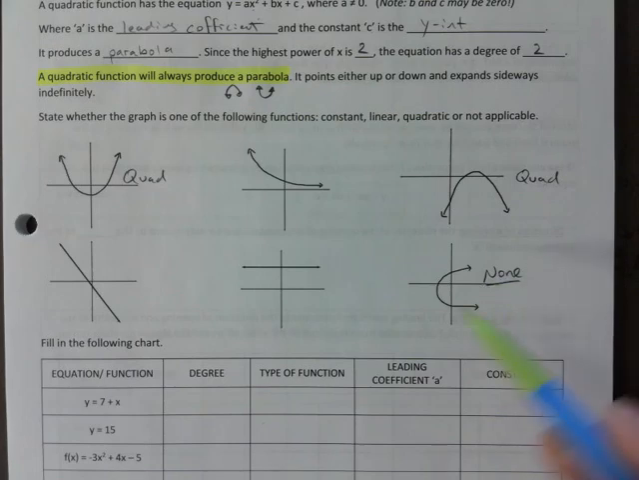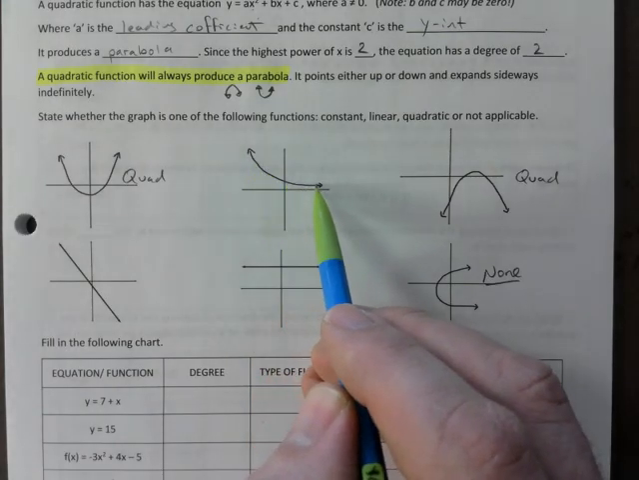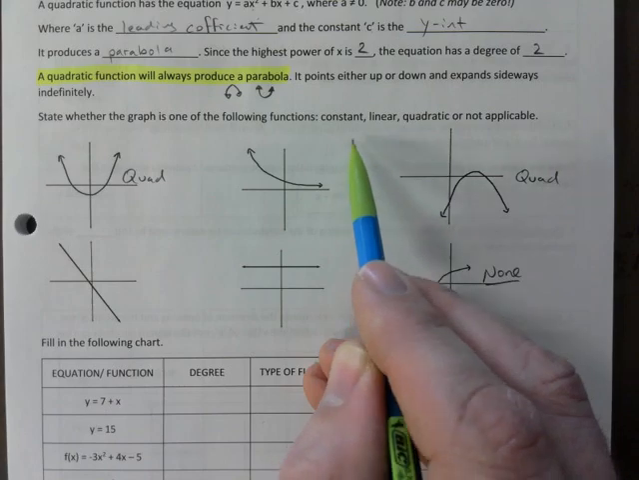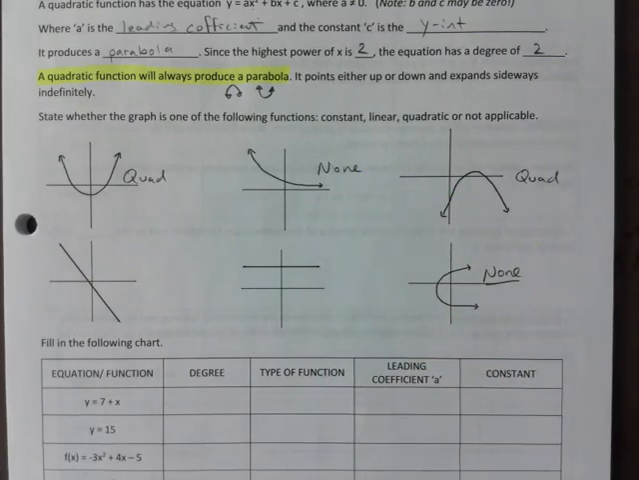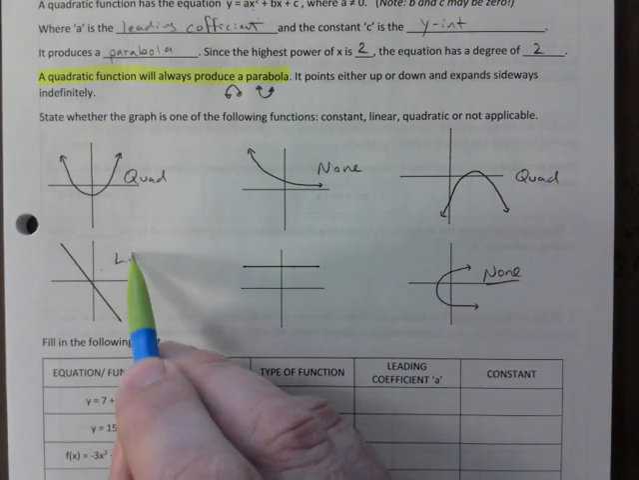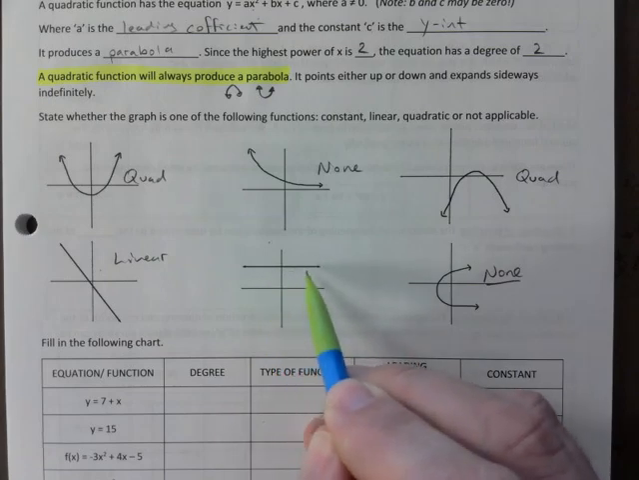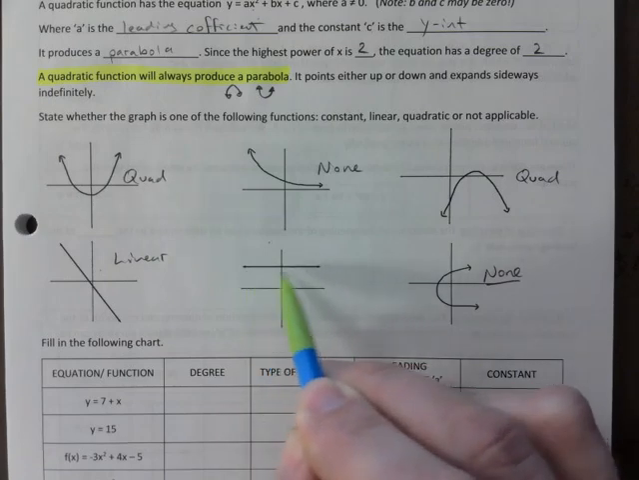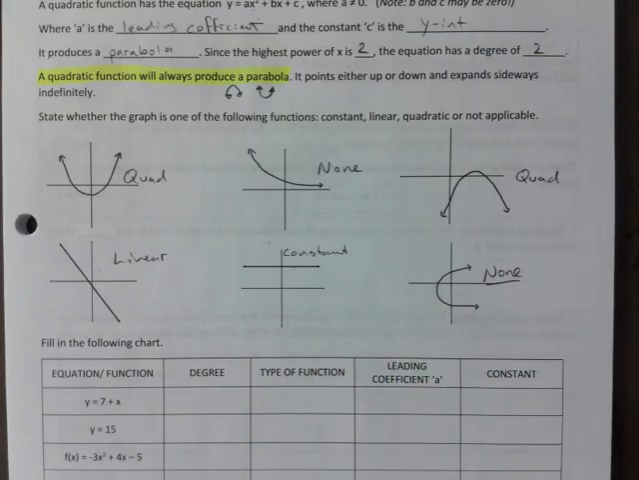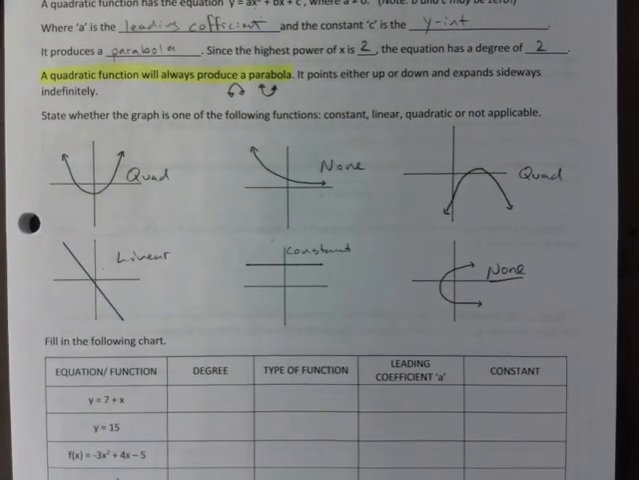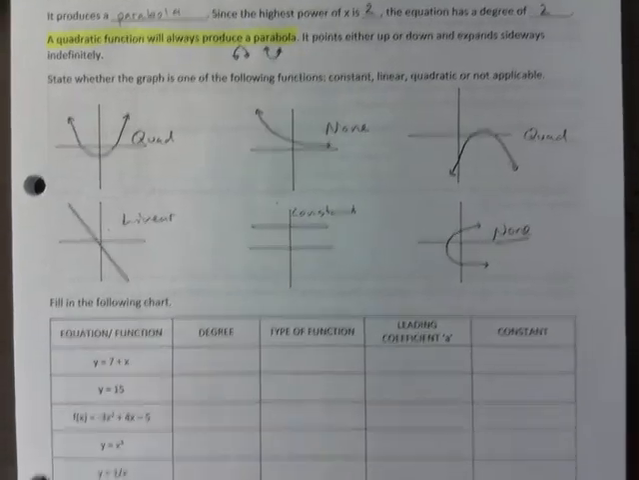What about this one? It sort of looks like a quadratic, but does it tell you that it's going back up here? It doesn't. So this is also none. These two, linear. Except for this one, this one kind of fits the linear category, but look, if it's a straight line like this, horizontal, it's a constant. Right now, I just want you to focus on quadratic, that you recognize a quadratic function. Okay, let's keep going here.